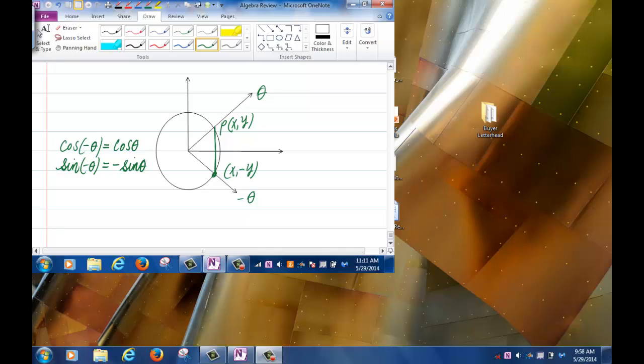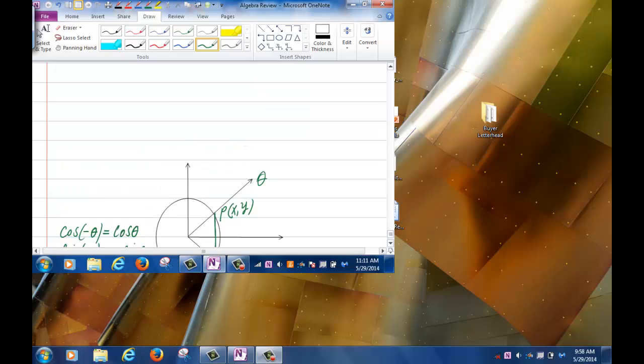Is everybody okay? Because you see, sine theta is given by the second coordinate, right? For P, the second coordinate is y. For negative theta, the second coordinate is negative y, right? So they are negative of each other. But for theta and negative theta, the x coordinates are the same. So cosine theta would be the same.